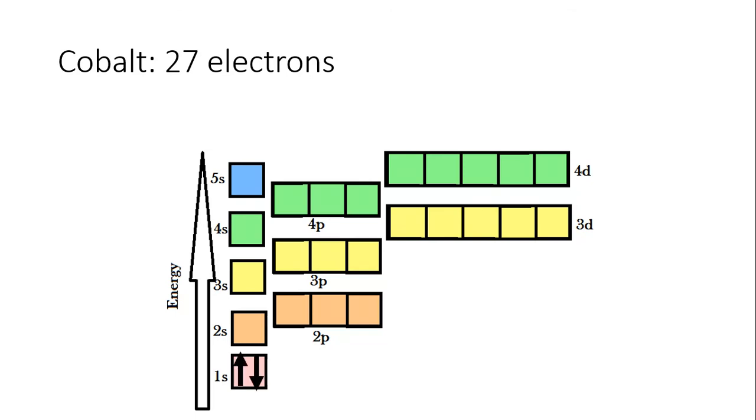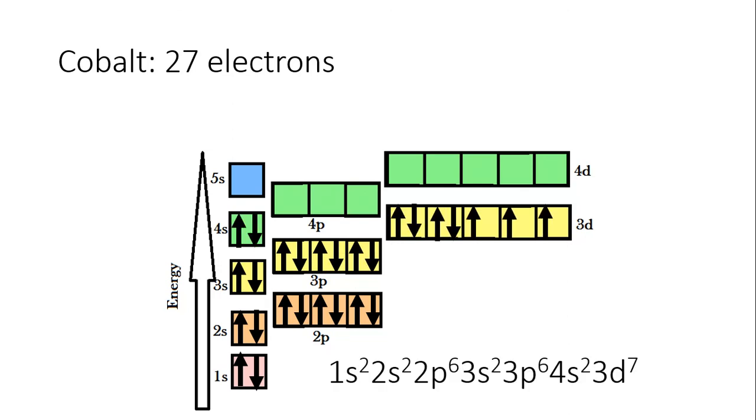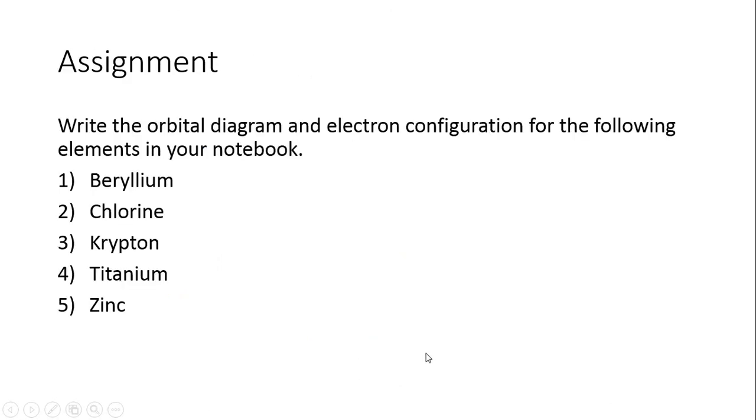Cobalt has 27 electrons, so we fill from the lowest energy to the highest energy, and we pair them with opposite spins, and once we reach 27 electrons, then we stop. So this is the orbital diagram, and this is the electron configuration.